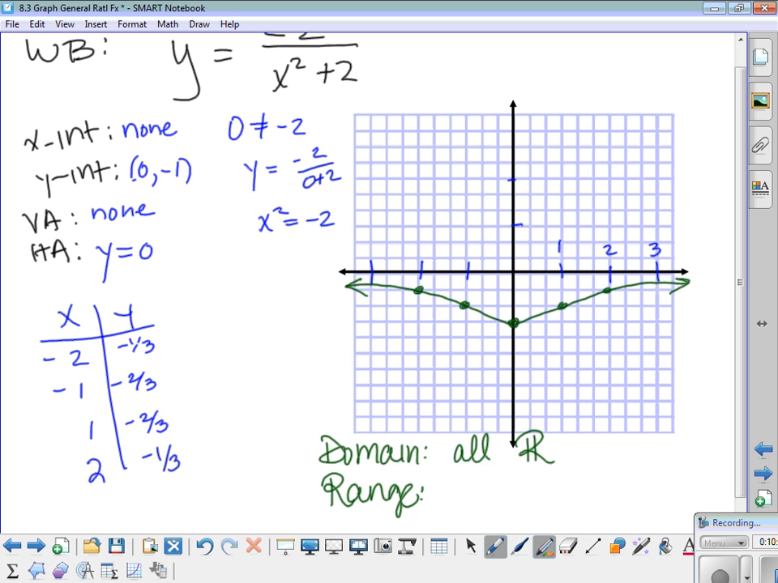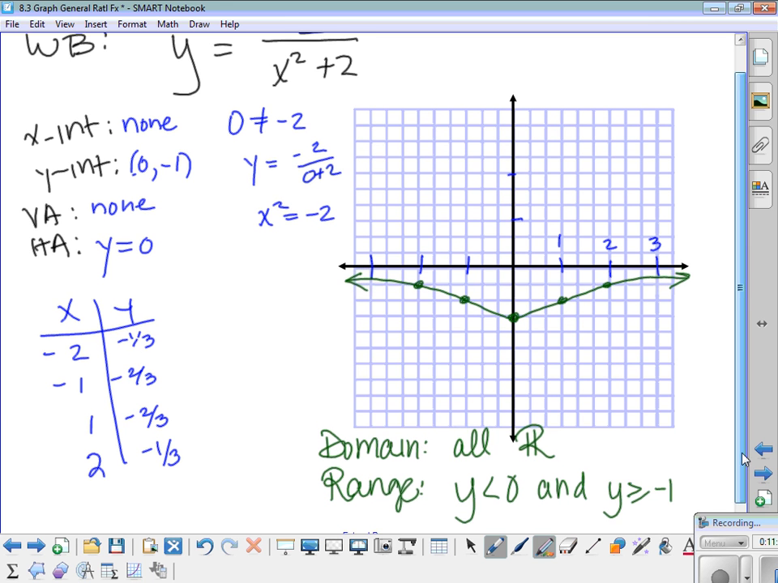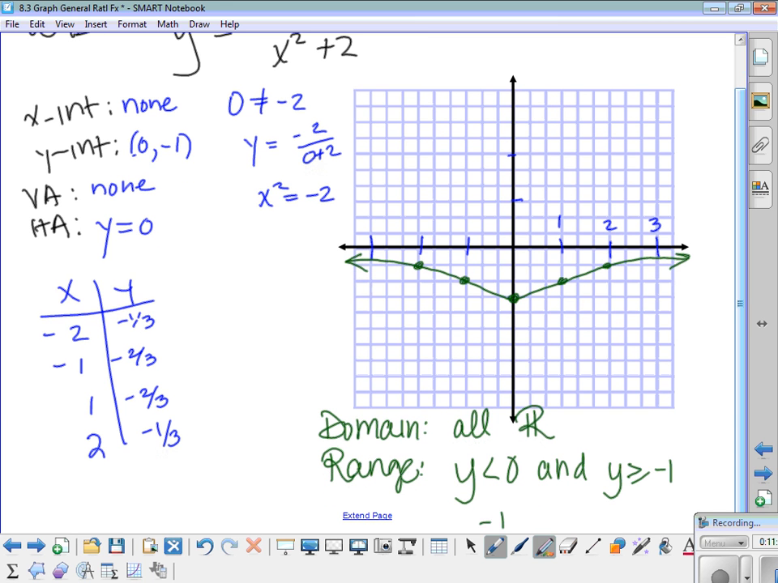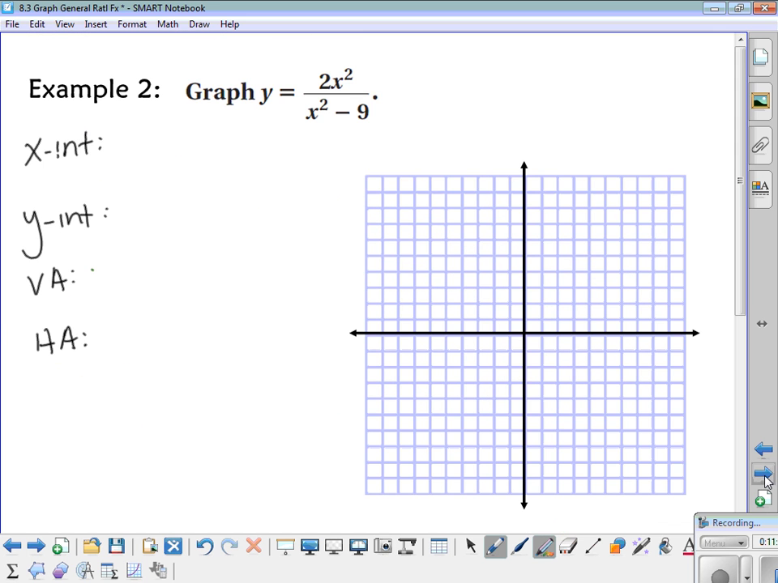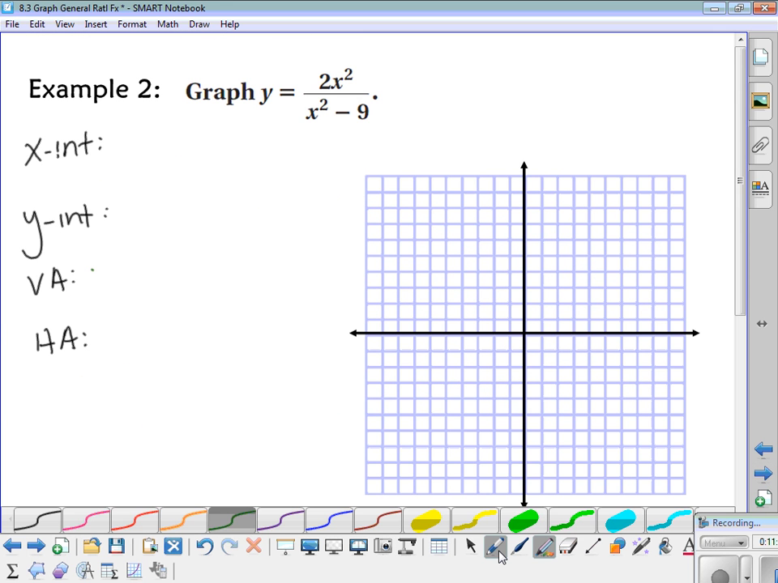Okay. And then my range, someone started to say it. y is less than 0, and what else? What's it greater than? Greater than or equal to negative 1. Okay, so again, you can write it that way, or you could write negative 1 is less than or equal to y is less than 0. Okay? Alrighty, so now let's do one where we have the same degree.